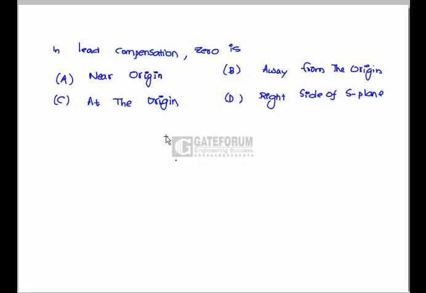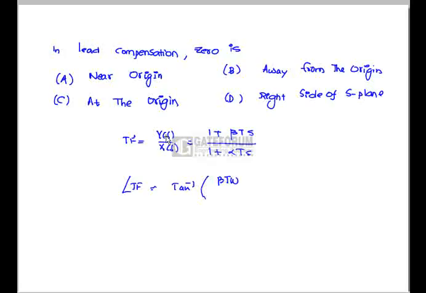The zero is in lead compensation. Here, if we go for the explanation, suppose we calculate the transfer function, y of s by x of s of the lead compensator. We can write it as (1 + beta Ts) by (1 + alpha Ts), suppose. So the angle of the transfer function is equal to tan inverse of beta T omega minus tan inverse of alpha T omega.